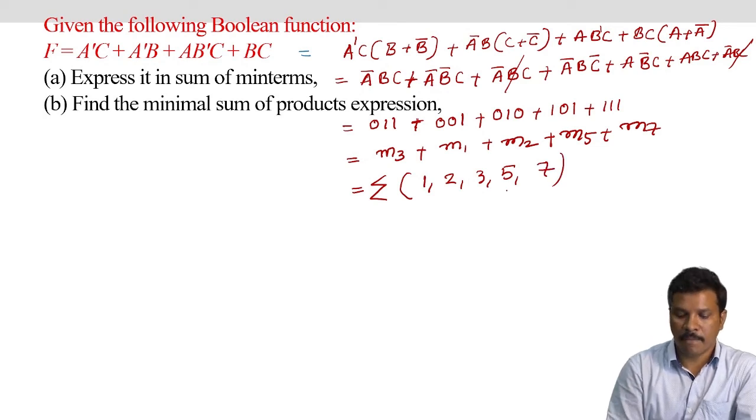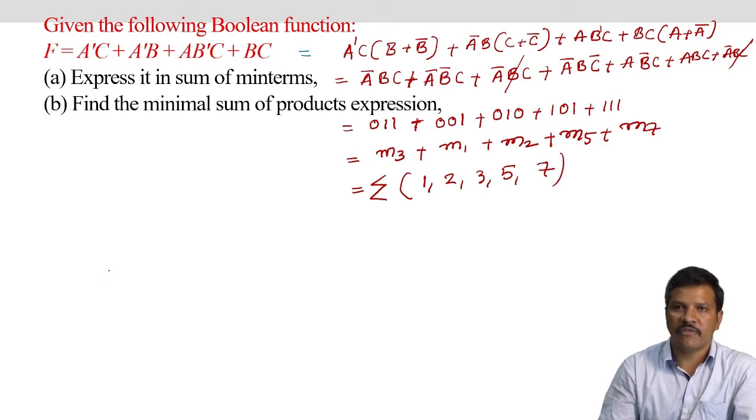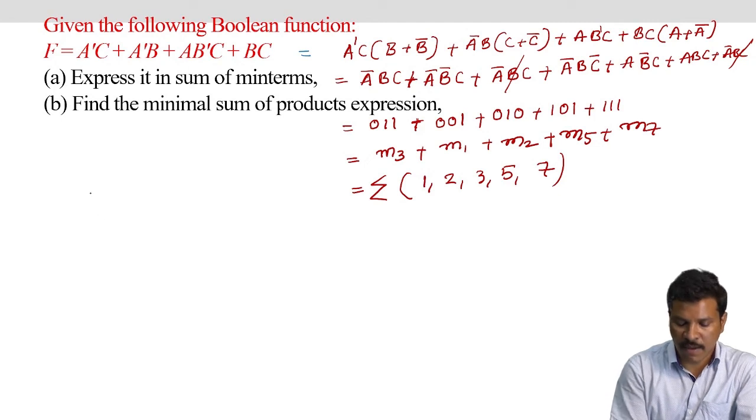So if you take the K map for this Boolean function, I am preferring a 2 rows and 4 columns K map.